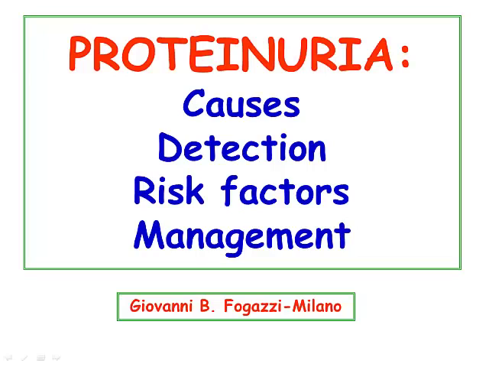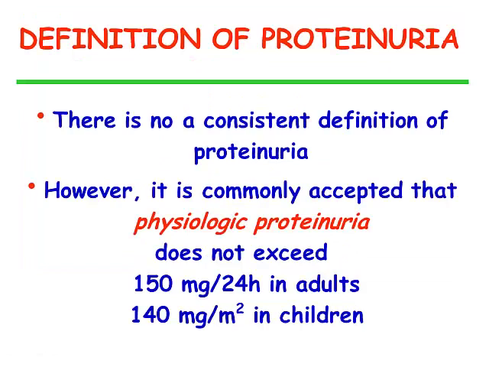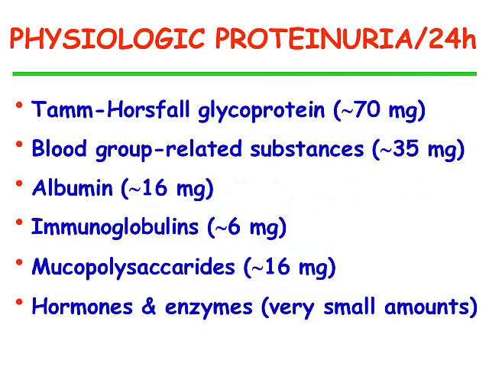So I will speak about causes, detection, risk factors, and management of proteinuria. There is no consistent definition of proteinuria. However, it is commonly accepted that physiologic proteinuria does not exceed 150 milligrams per 24 hours in adults and 140 milligrams per square meter of body surface in children.